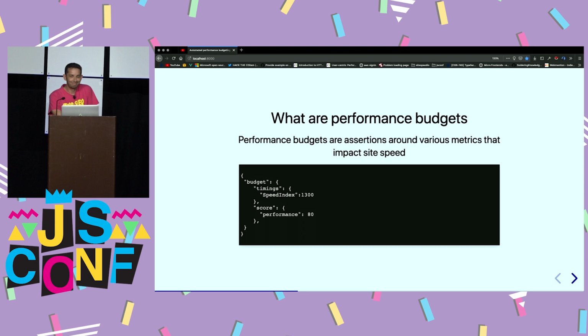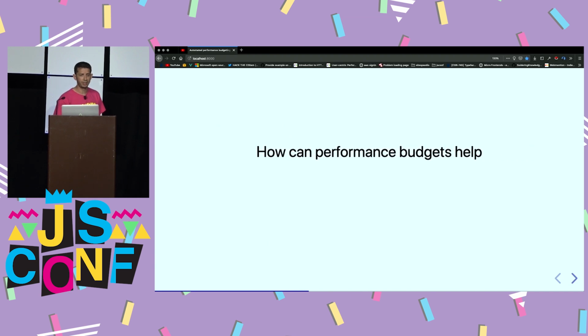So what are performance budgets? It is what it sounds like. You define something like a budget.json. You can specify some things, and typically you might want to fail your build. It's a bit of a touchy subject to roll out to your organization, but I'll talk a little bit about that later.